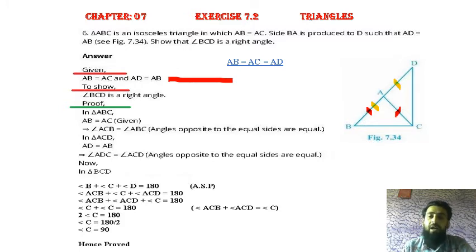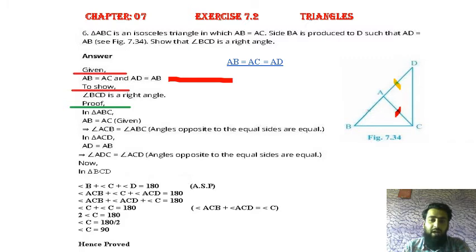Now move forward. What we have to prove? We have to prove that angle C, which is this angle over here, is equal to 90 degrees. Okay, now let's prove it.